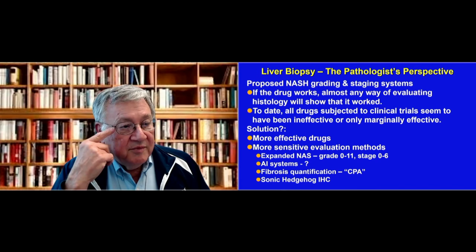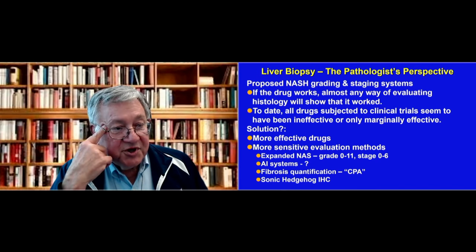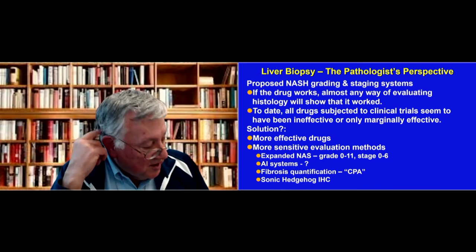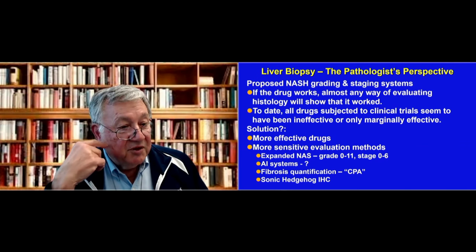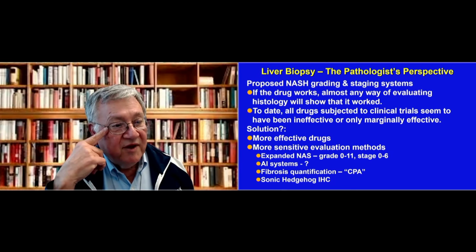With measuring collagen, the CPA is called the collagen proportionate area. That's something that we've been doing using Sirius red stain sections. Dr. Guy and I both have done some work using sonic hedgehog to identify balloon cells. I was hopeful that maybe that could also be a good way to quantify it.